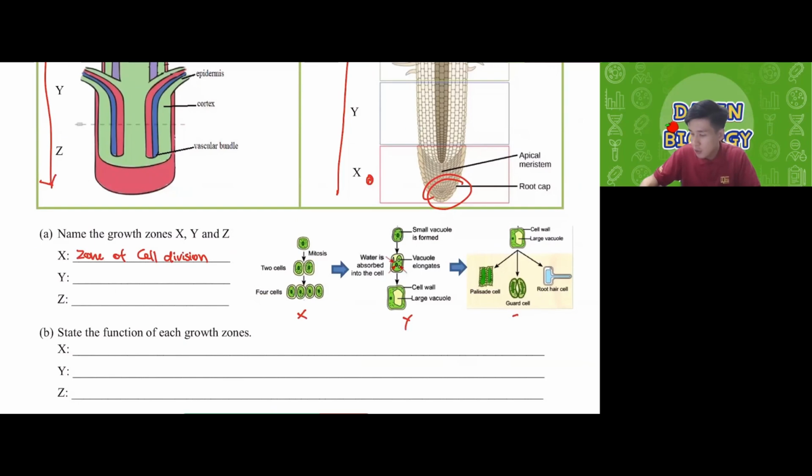This is how the cells look at each zone. At the first zone, the cells just divide by mitosis non-stop. Now number 2, zone of... After the cells divide, what do they do next? Now they start to become big. They start to expand. So this is called zone of cell elongation. A lot of you are very impatient already. Write all the answers. So it's zone of cell elongation. All right. Now, Z.